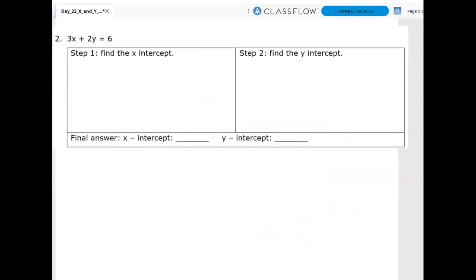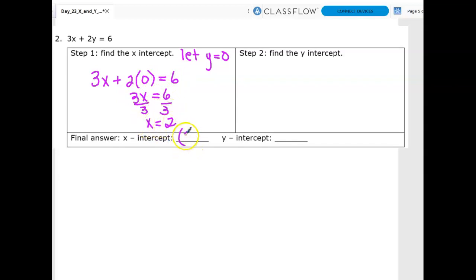So let's look at example number 2. We're going to find the x-intercept, so let's let our y be 0. We end up with 3x plus 2 times 0 equals 6, or just 3x is equal to 6. We divide both sides by 3, and our x is equal to 2. So the ordered pair would be 2, 0. So the x-intercept is 2, 0.